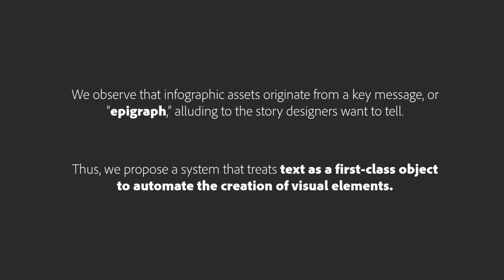From here, we make the observation that all of these infographic elements can be attributed to some aspect of this key message, or an epigraph that alludes to the content to come. So what if we can take advantage of this fact in the authoring process? Thus, our proposed system treats this text-based key message as a first-class object to automate the creation of visual elements.